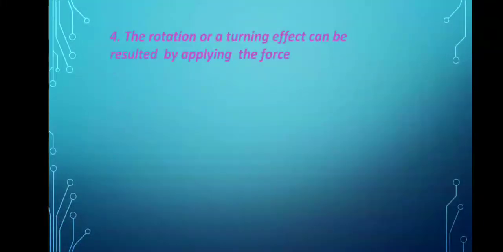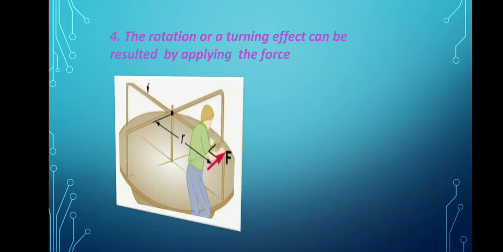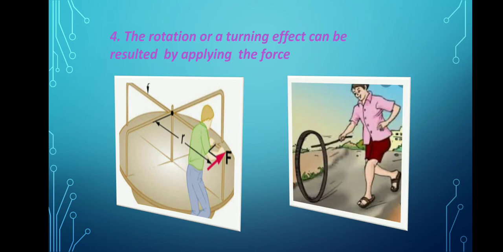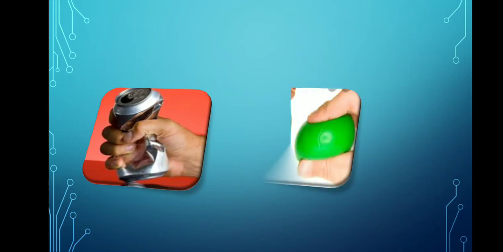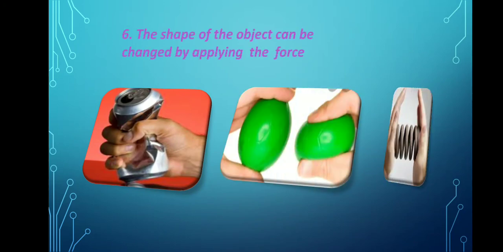Now let's move to rotation. While opening a tap or moving a merry-go-round, the rotation or turning effect is produced by applying a force. The last one, you can easily identify: the shape. The shape is also changed by giving a force.